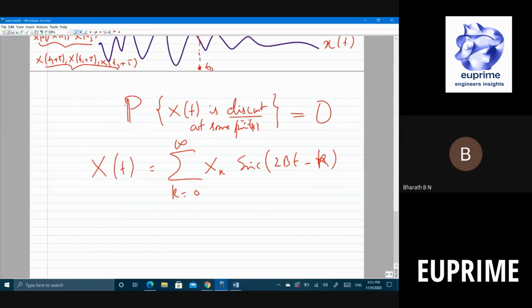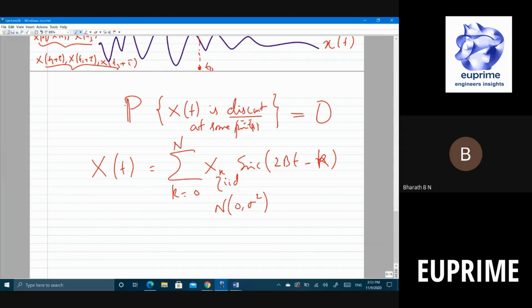Let me make it even simpler for you. I'll go till n. Here the Xk are Gaussian, zero mean, sigma squared variance, IID. So I'm going to generate n independent Gaussian random variables and construct this function. How do you get a sample path or a realization of this? You just generate n independent and identically distributed Gaussian random variables and construct this function.